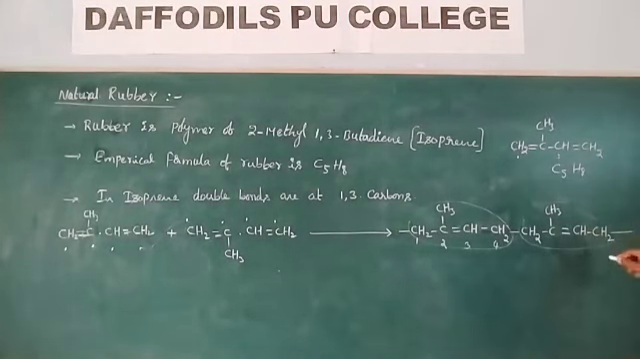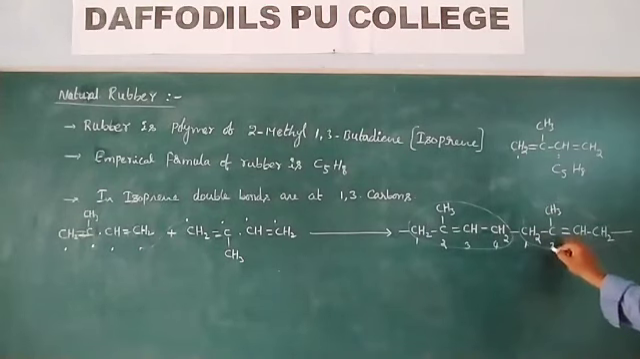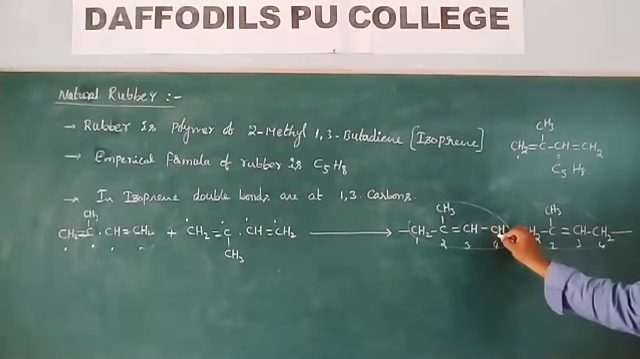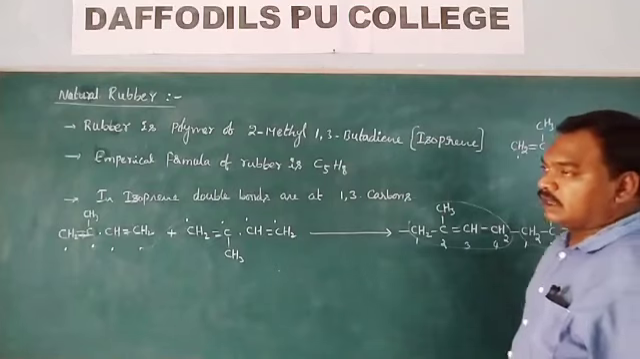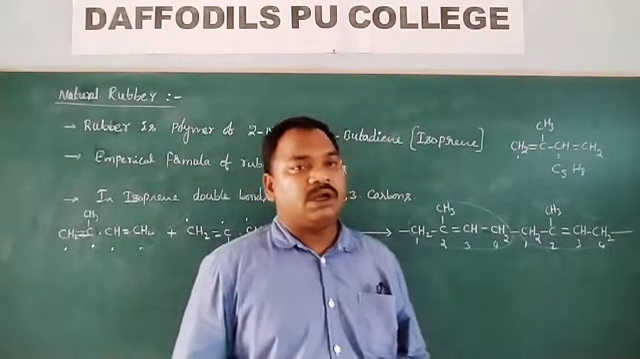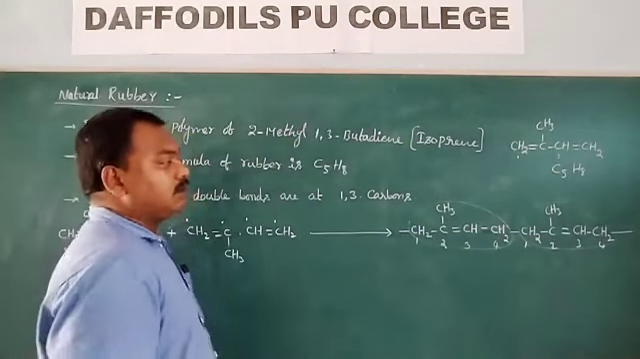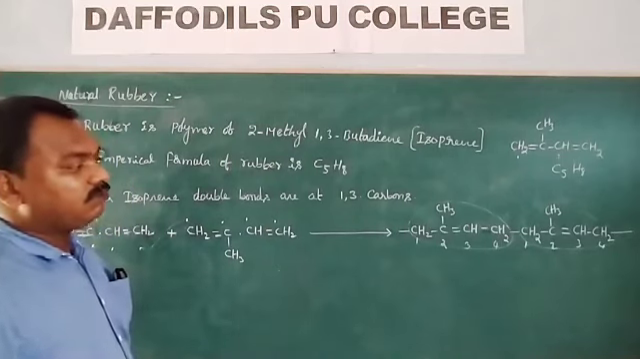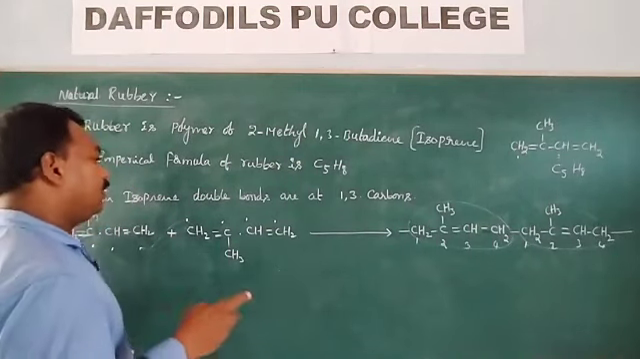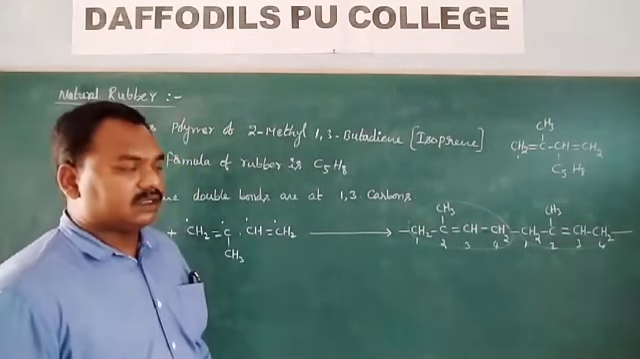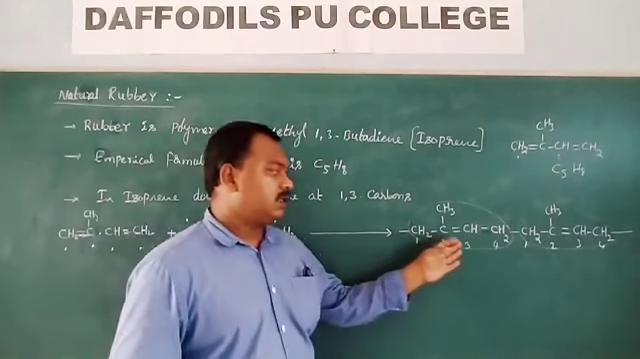This is another isoprene unit. Here also the double bond is present between second and third. So where are the linkages taking place? These isoprene units are connected through a 1,4 linkage. This is the first carbon and this one is the fourth carbon. So isoprene units are connected through 1,4 linkage, and in rubber, the double bond is present between second and third carbon. This is about the rubber.